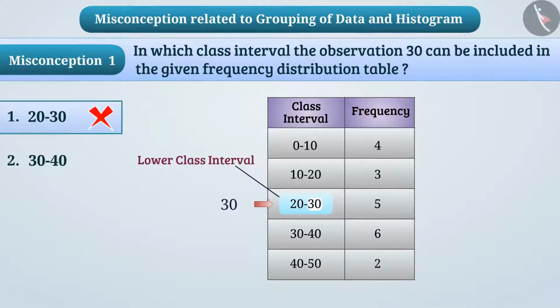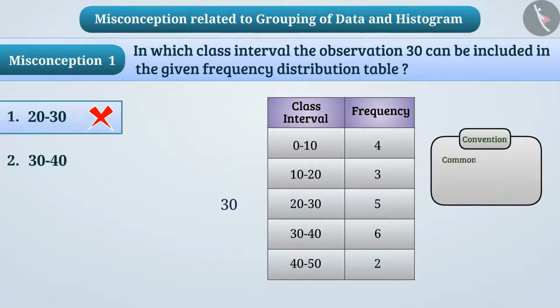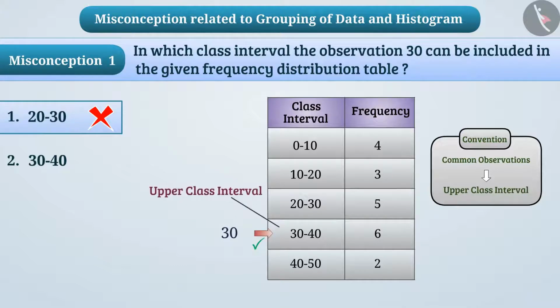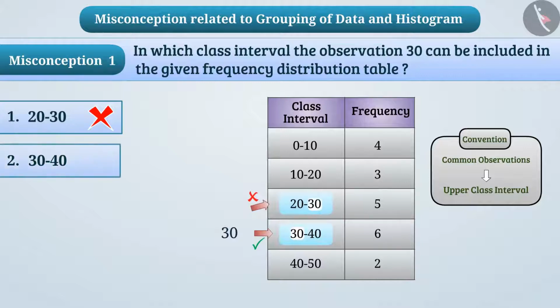In case of common observation, we follow a convention that common observation will be represented in upper class interval. Here, we will put 30 in the upper class interval, 30 to 40, but not in 20 to 30. Hence, option 2 is the correct answer.